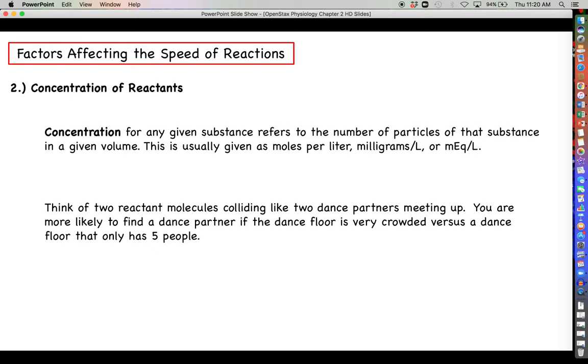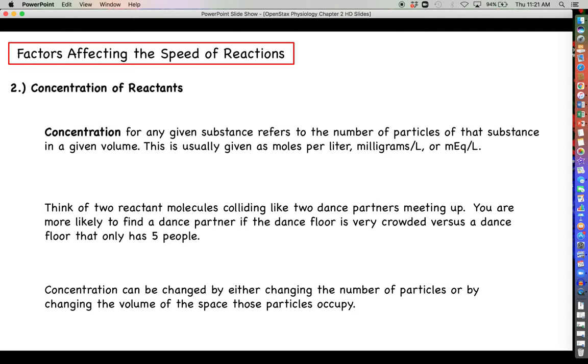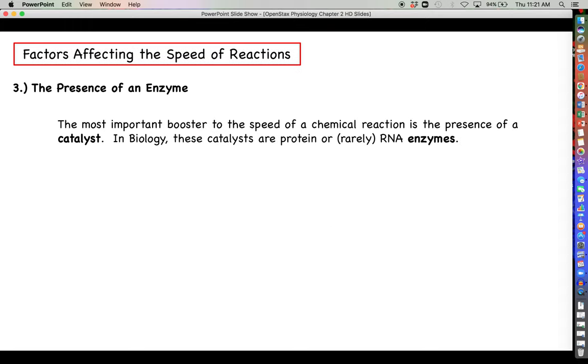It's the same thing for these reactant molecules. The more concentrated the reactants are, the more molecules we squeeze into a tight space, the more likely it becomes that you're going to get a productive chemical reaction, and the reaction will start happening a lot more quickly. And it's worth mentioning that concentration can actually be changed in one of two different ways. You can either do so by changing the number of particles that are present, or you can actually just change the volume of the space those particles occupy, whether you shrink it or expand it. Either way, the concentration is going to change.